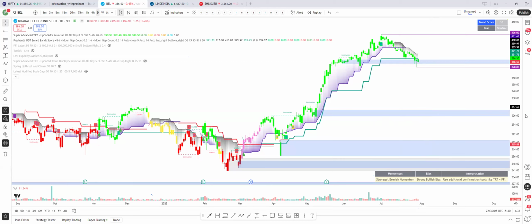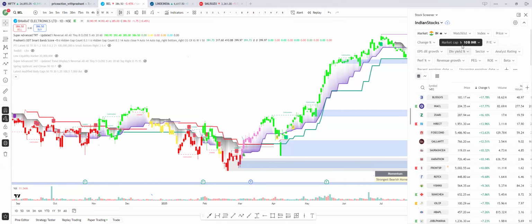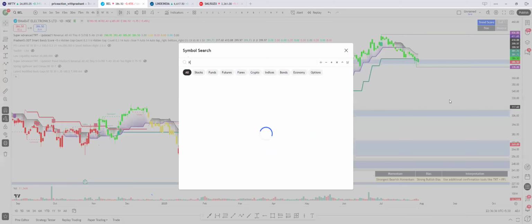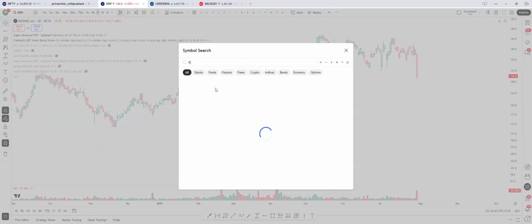Now, the next question is how to see the screener. When you go on this right panel and click here, you will be able to see the screeners. Just keep it to Indian stocks and market cap more than 10 billion. That's all. When you see the video, it's discussed again at the beginning. Once we see this screener over here, do we need to see the charting screener as well? No, any one of them is enough.